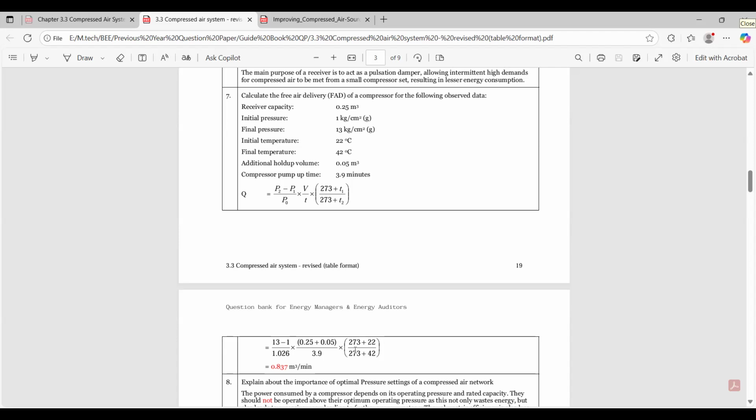If the temperatures are not given, you do not need this formula. You don't need to add those 273. At the same temperatures, you need to calculate on this particular only: (P2 minus P1) by P0 by T.